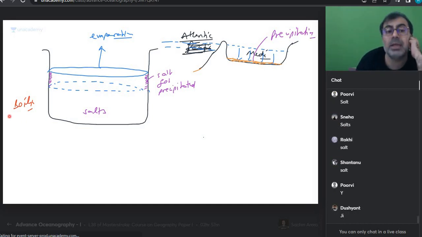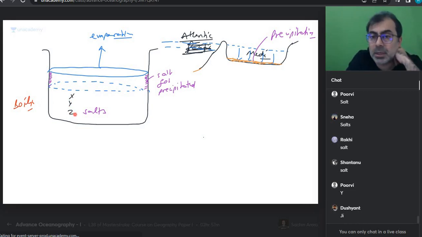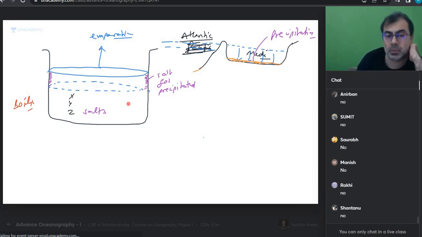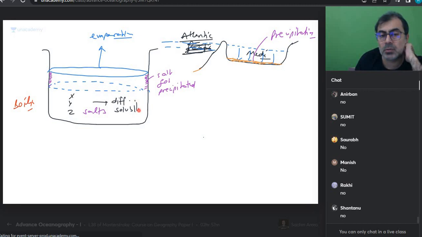Now everyone, I have an interesting thing to tell you. X, Y, Z. There are three salts in water. When the water is getting evaporated, will all the three salts precipitate at the same time? Yes or no? And the reason? No, they will not precipitate at the same time. No is the right answer. Why? Because they have different solubility.